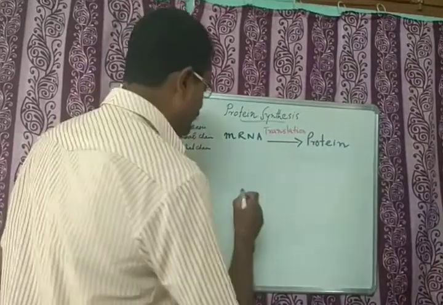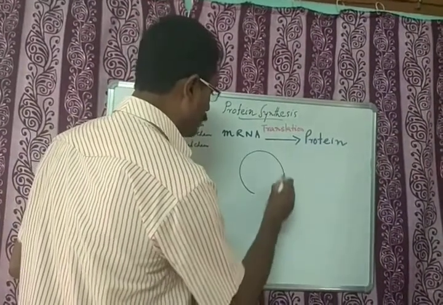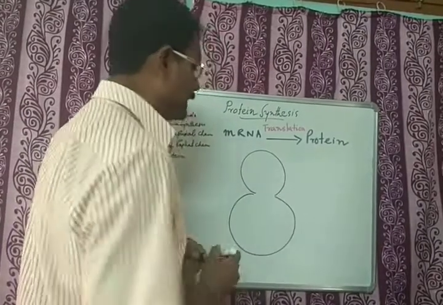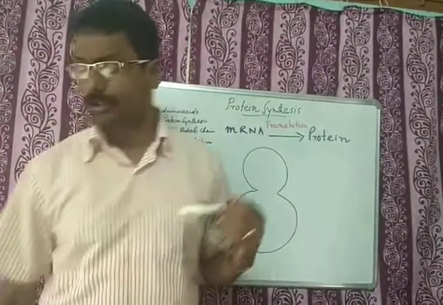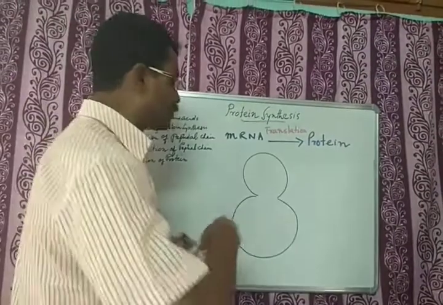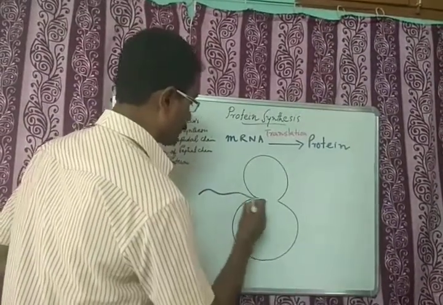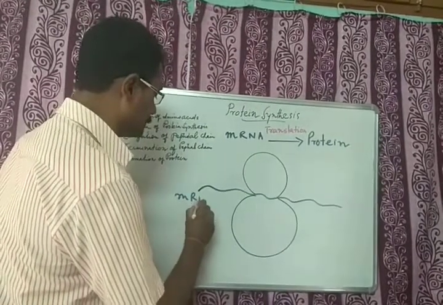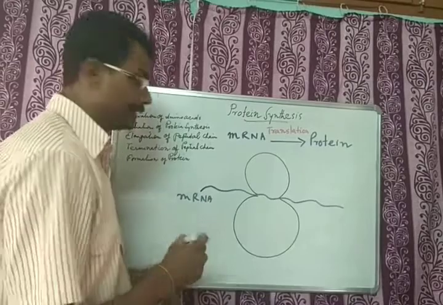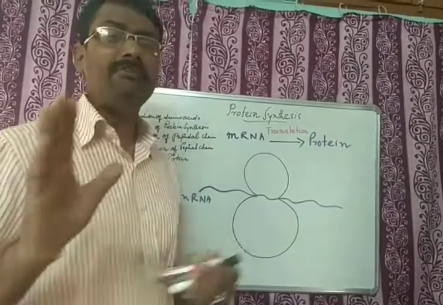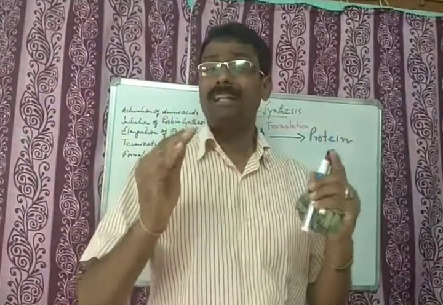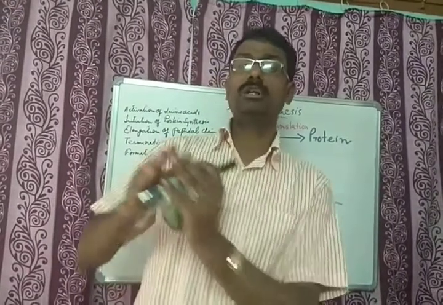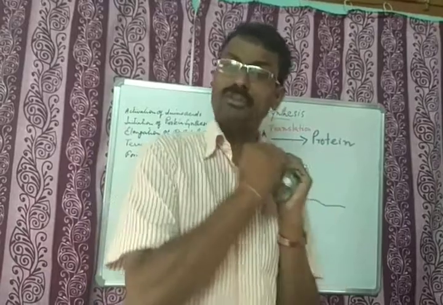In that case, what happens? This is the ribosome. Okay. So, this is ribosome. Ribosome has two subunits, and in between these two subunits the mRNA remains. This is mRNA. Clear? Now, we'll be going step by step through what happens in translation, which is one of the longest and most important parts of protein synthesis.